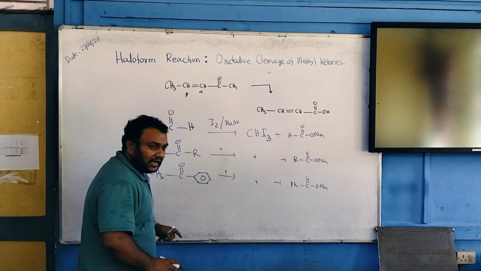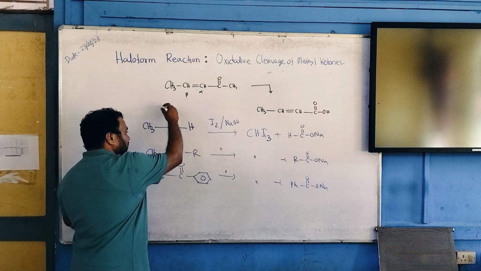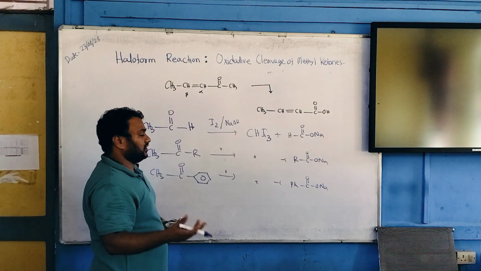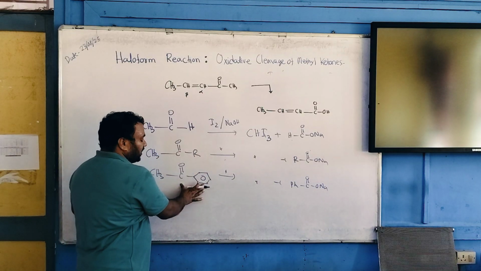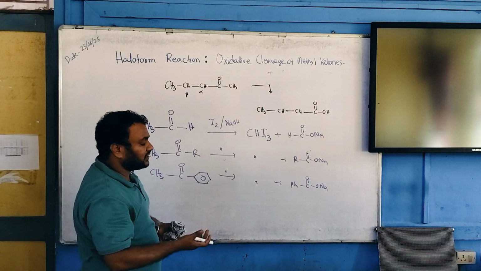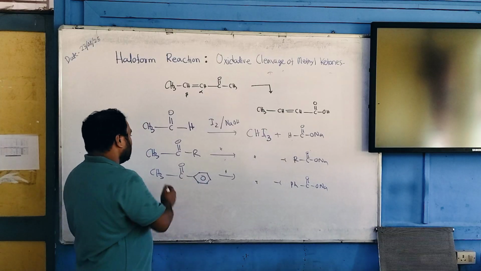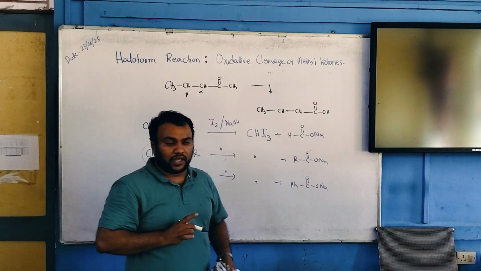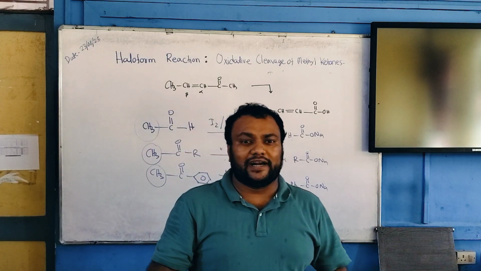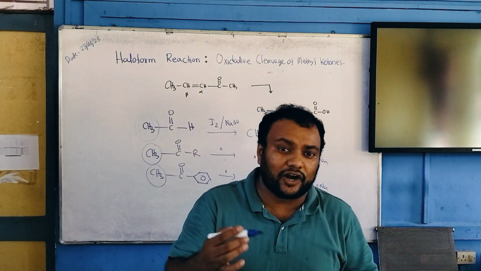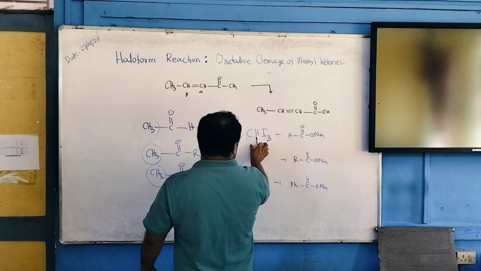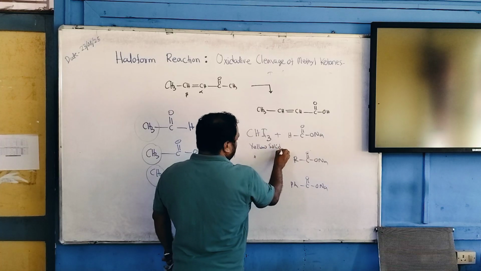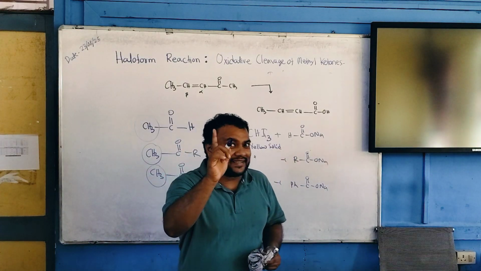These are methyl ketones. There is oxidation as well as cleavage of carbon-carbon bond. This part is going to convert into carboxylic acid, sodium salt of carboxylic acid or potassium salt of carboxylic acid. This part is going to convert into haloform. In case of iodine, we will call it iodoform test. Why iodoform test? Because this compound is a yellow colored solid. Yellow solid.